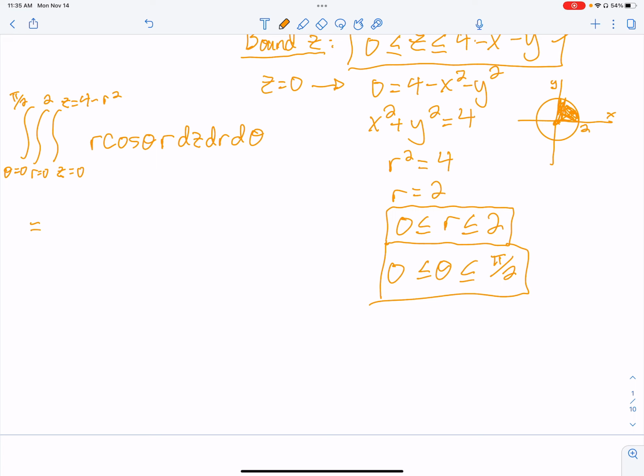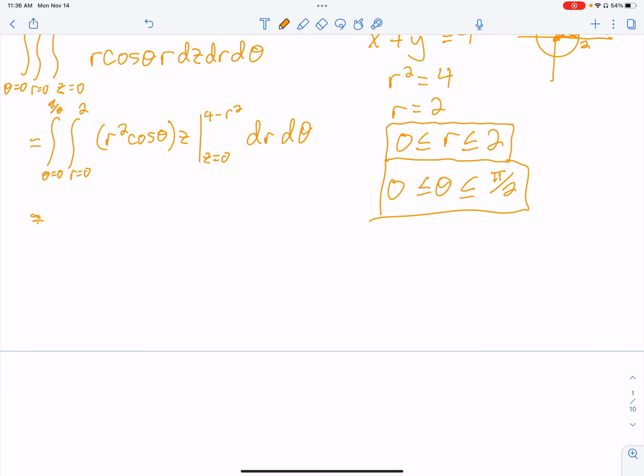So I'm going to rewrite this. Theta equals 0 to pi over 2, r equals 0 to 2, and it's in terms of z, so I get r squared cosine theta, z running from z equals 0 to 4 minus r squared, and then dr d theta. So plugging all this in, I'm going to rewrite.